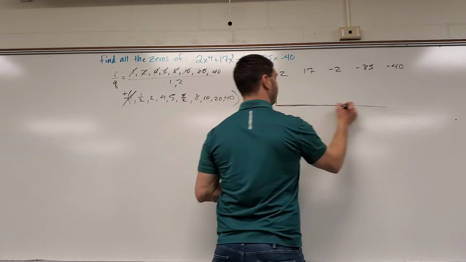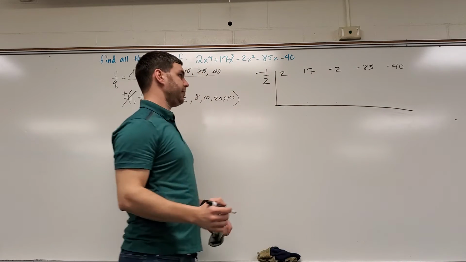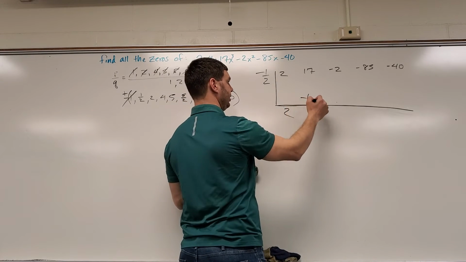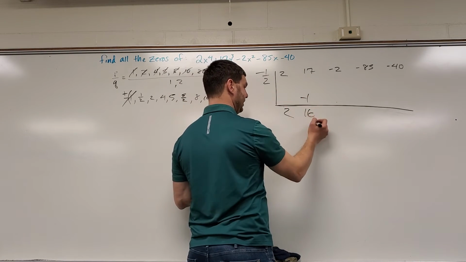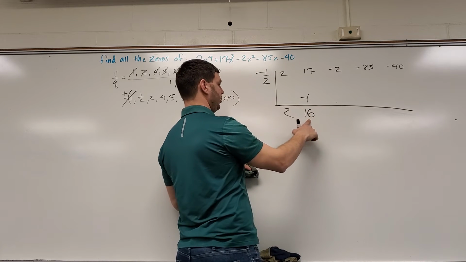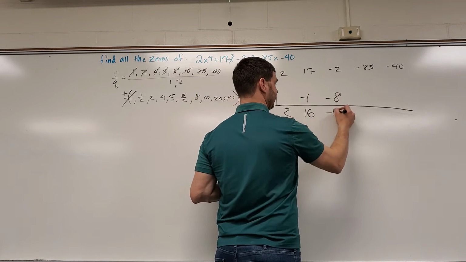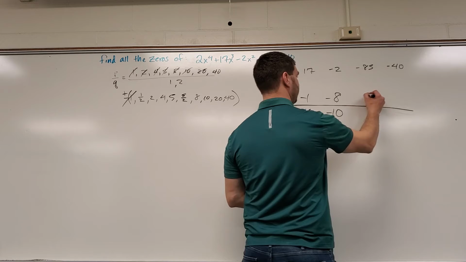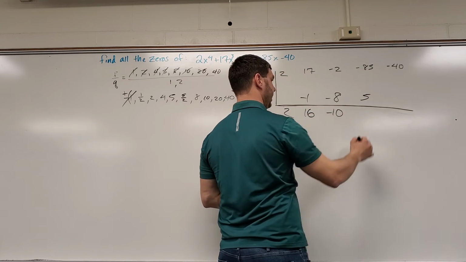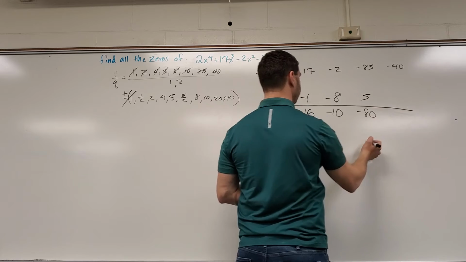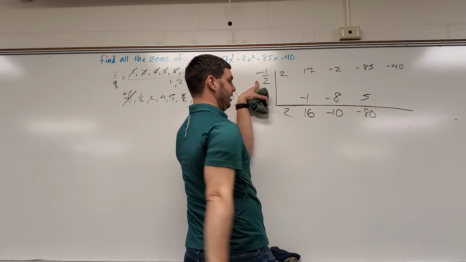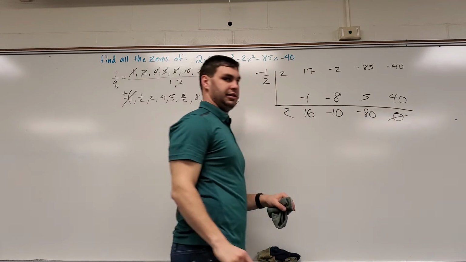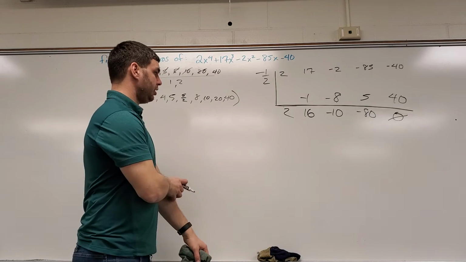Okay. What about negative 1/2? Bring down 2. Negative 1/2 of 2 is negative 1. 17 minus 1 is 16. Negative 1/2 of 16 is negative 8. That's negative 10 if you combine those. Negative 1/2 of negative 10 is a positive 5. Negative 85 plus 5 is negative 80. Ooh, this one might work. And then negative 1/2 of negative 80 is a positive 40, which, yes, if you combine those, we get a 0. All right.